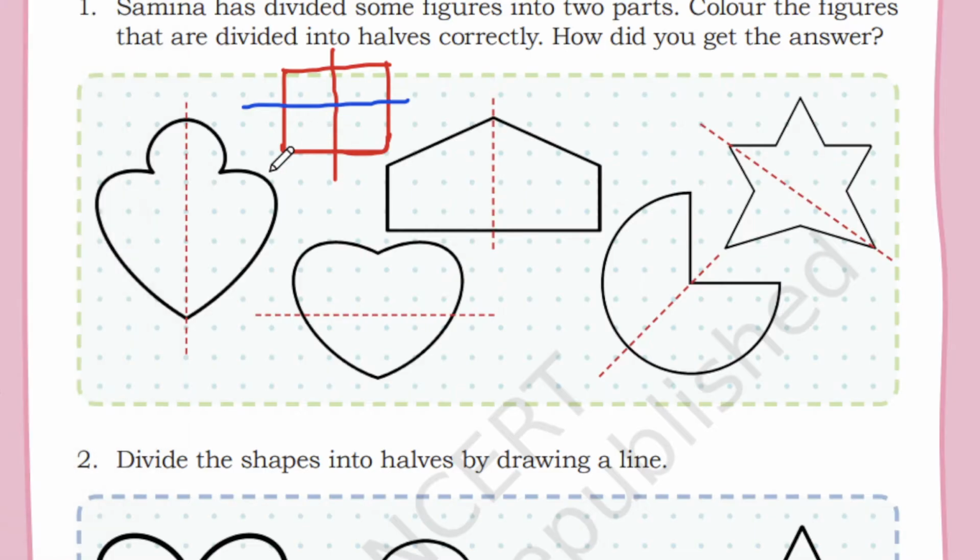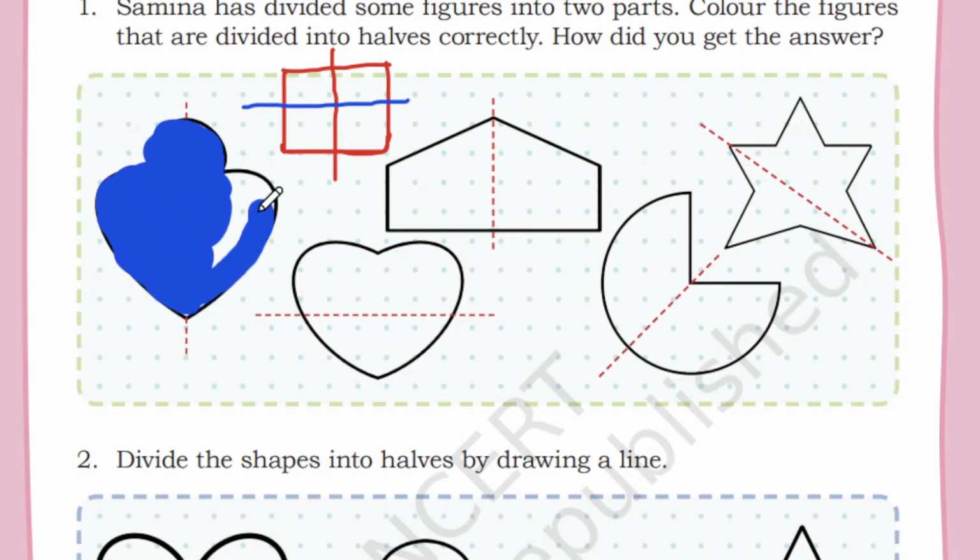Alright, so I'll take a bigger one and see. Okay, this is working. I'm coloring the part which has equal half. Students, do it with crayons or color pencil, either one if you have. But do it very, very neatly. That is important.